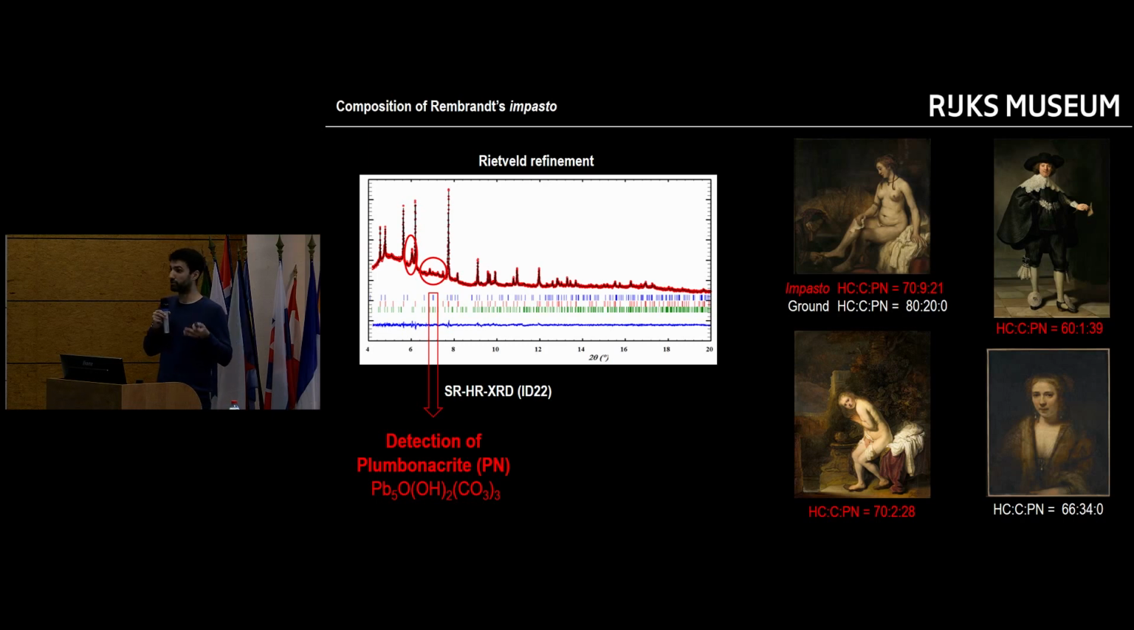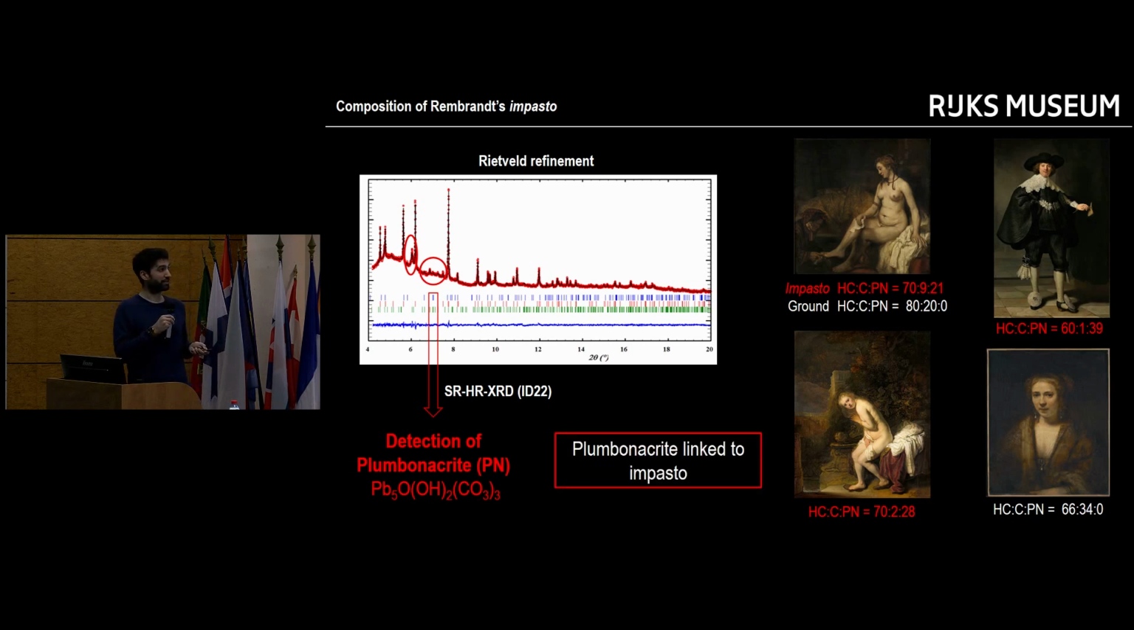Plomonacrite, this is another type of lead carbonate, but much less common than hydrocerussite and cerussite. It was detected before by Kuhn Jansson's team in a Van Gogh painting, but it was linked to the degradation of orange pigments. So in our case, it was very interesting to see that all impasto layers seem to be characterized by the presence, in high amount, of this plomonacrite, which was linked to impasto.